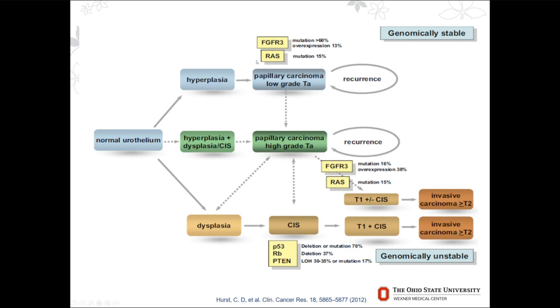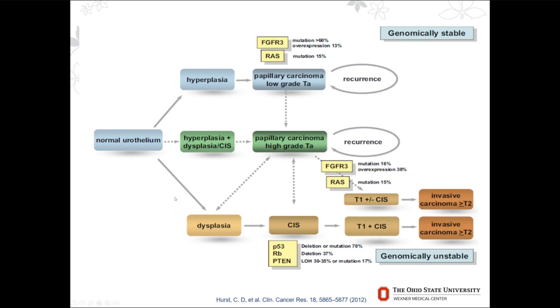So you have the group of tumors which are papillary carcinoma, low-grade TA. The majority of these tumors have mutations, greater than 60% of these tumors have FGFR3 mutations or overexpression, and they have a mutation in RAS. Clinically, these patients come back with recurrences. Some of these will progress to high-grade papillary carcinomas, and those can also keep recurring, or they can advance to the CIS stage, where they go from genomically stable to genomically unstable.